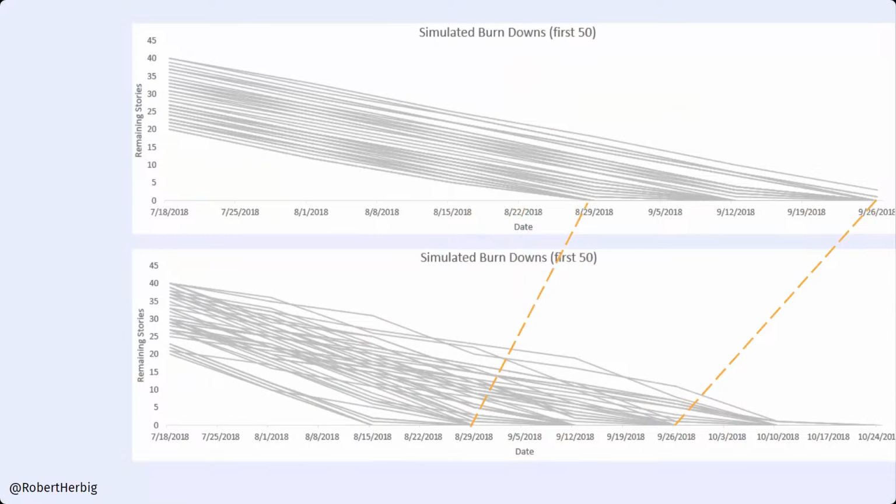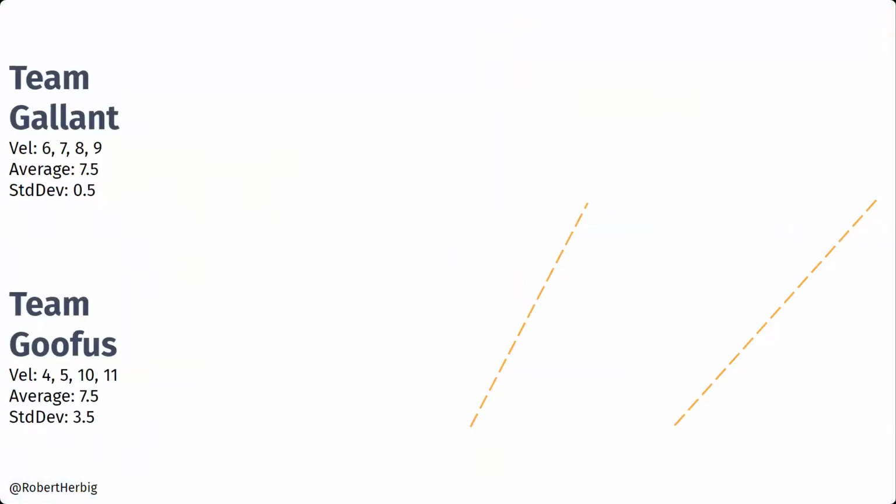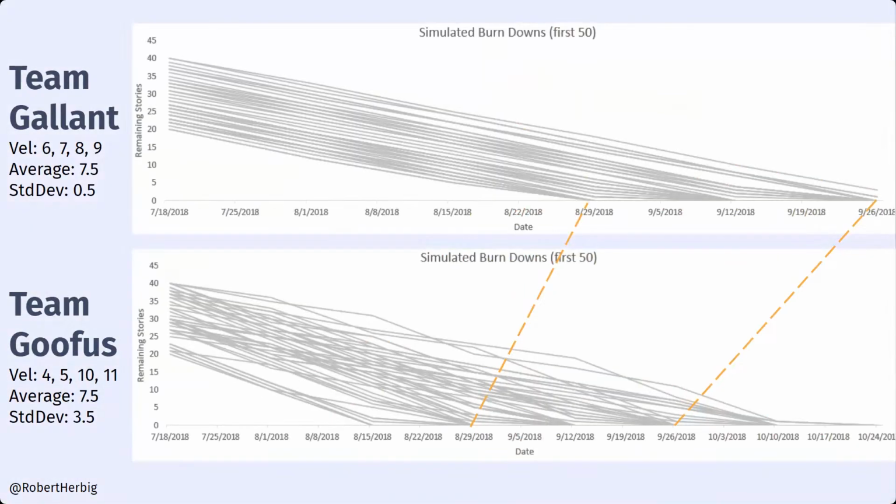In other words, the top one has tighter variance. Even though the best case isn't as good, the worst case isn't nearly as bad either. And so you may be able to infer quite correctly that the top one is Team Gallant and the bottom is Team Goofus. You can see how this difference becomes very, very visible very easily without having to calculate standard deviations and averages or worry about all the numbers behind it. You can see how these charts drive conversations, and you can talk to your stakeholders about what they value.